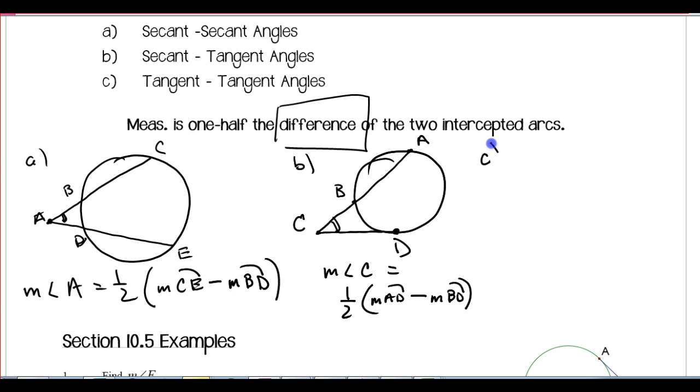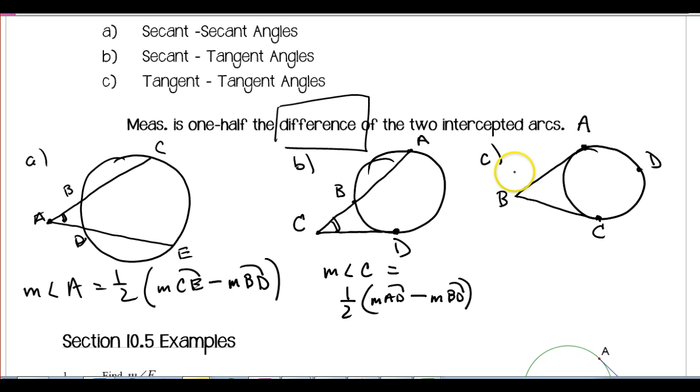Part C, tangent-tangent angles. So here's our circle. I'm going to draw a tangent over there, and a tangent over there. Here's the point of intersection. We'll call this A, B, C, and I'm going to put one more point over here, D, because I'm going to need to name that major arc over there.